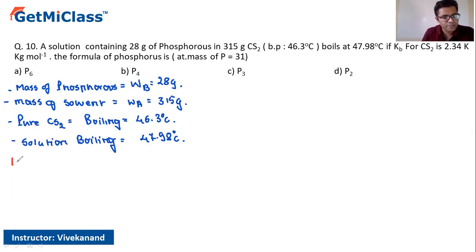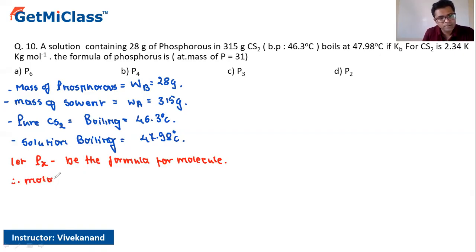Okay, so let Px be the formula for the molecule. Okay, so therefore, molar mass is going to be equal to Px is equal to Mb, now Mb, that is nothing more than X into 31 grams per mole.